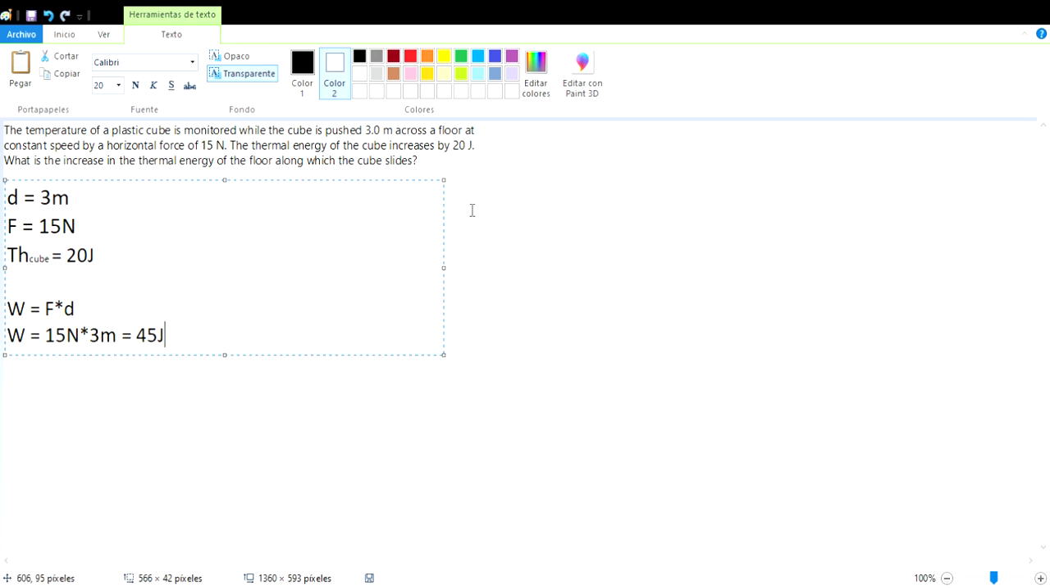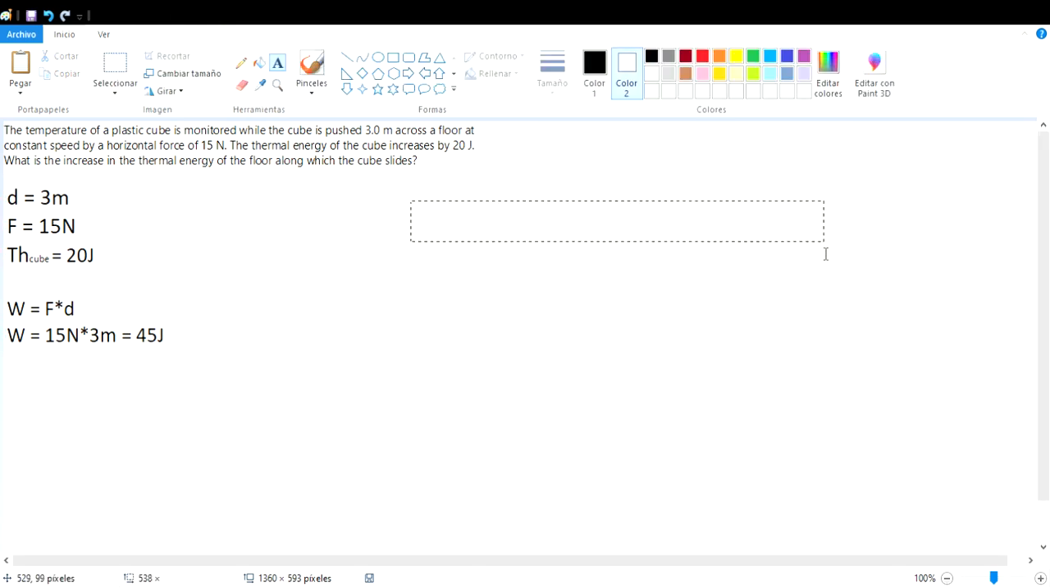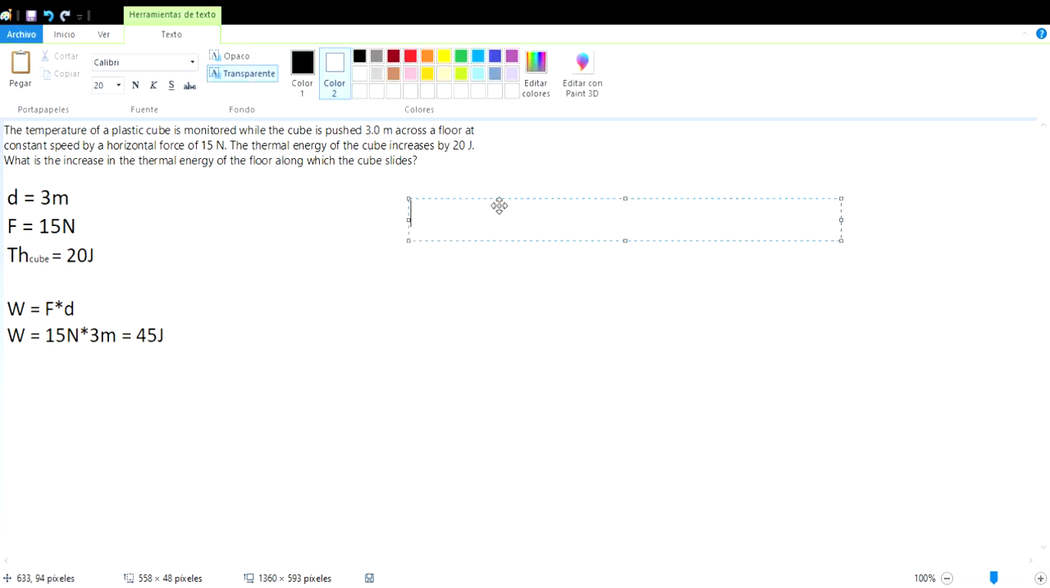From there we can use another formula for the work with the difference of the thermal energy, where the work is equal to the change in kinetic energy, because it's a moving object, plus the difference of the thermal energy of the cube plus the difference of the thermal energy of the floor. Okay, from this we can change the variables.